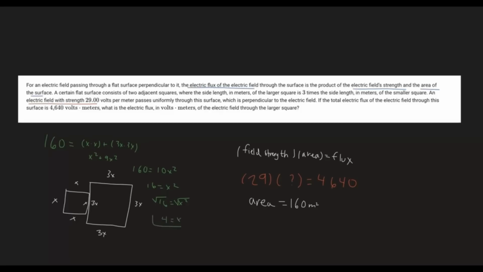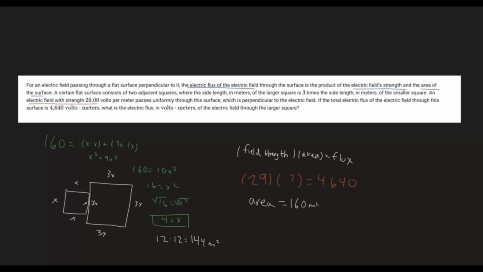So we found the value of x, and that's helpful because now we can just plug in x. We can plug in a value of 4 for x for the side length. So up here we have 3x. So now we can just have 3 times 4. So we know the side length is 12. So 12 times 12. So we're finding the area of the larger square. So the total area there is 144 meters squared.